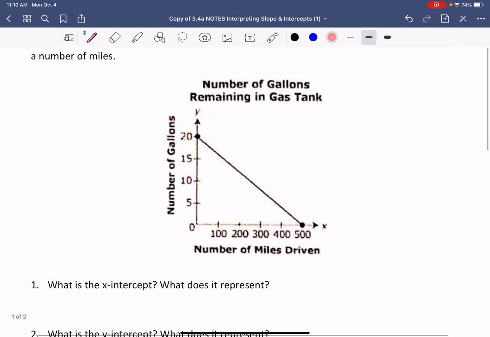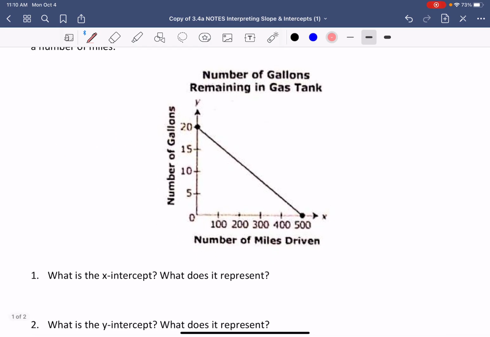All right. So what is the x-intercept? So remember, x-intercept is where it intersects the x-axis. Okay, so it intercepts the x-axis at this point right here, which is at 500, 0. I was getting ahead of myself there. And it asks, what does it represent?